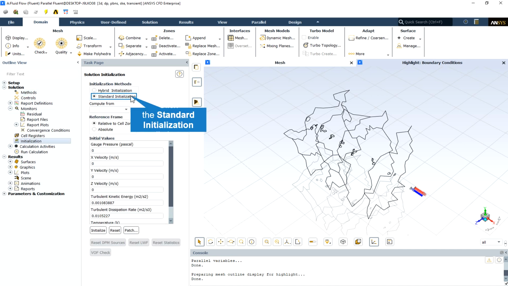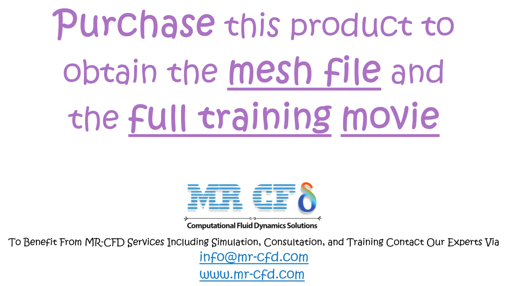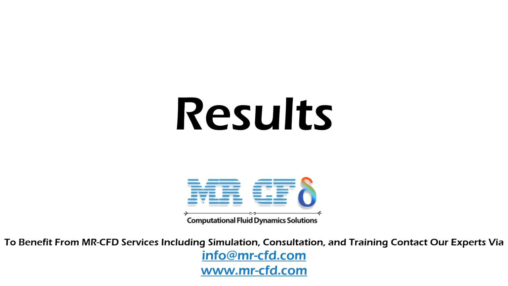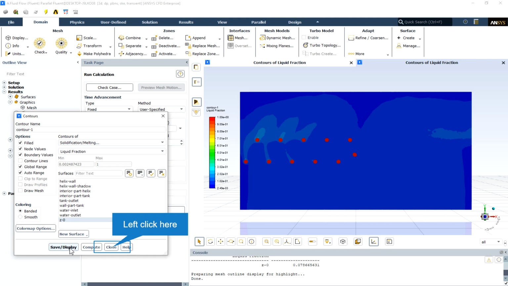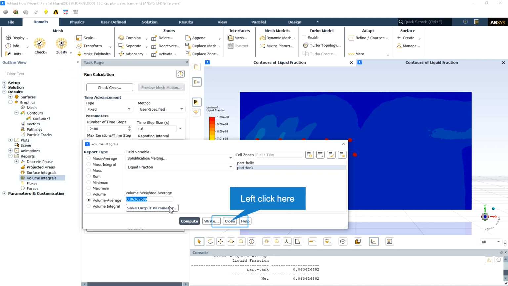The standard initialization method has been used for this CFD simulation. From the solidification and melting liquid fraction two-dimensional contour, we can easily see that the melting is happening, and some part of the gasoline that was completely solid starts to melt and change to the liquid phase. At the end of the solution, when the simulation is completely done, the liquid fraction of the tank will be equal to 1.